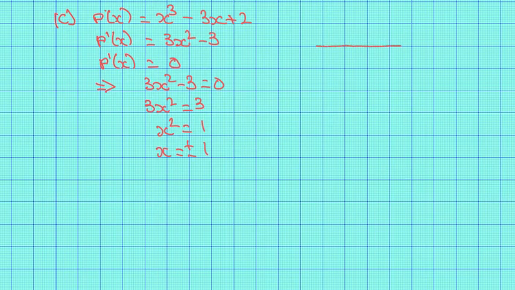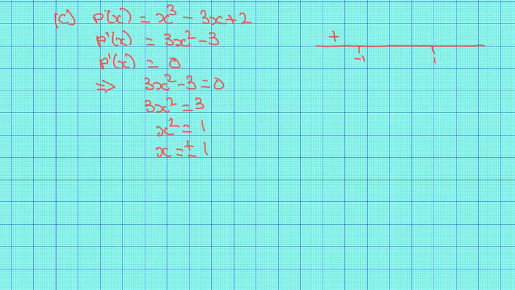So if we do our sign diagram, so minus 1, 1. So we want to test to the left of minus 1, so say minus 2. Minus 2 squared is 4. 3 times 4 is 12. Minus 3, so it's positive.